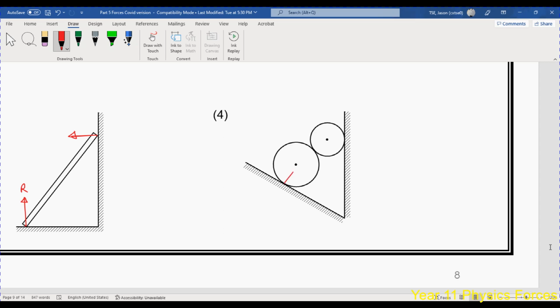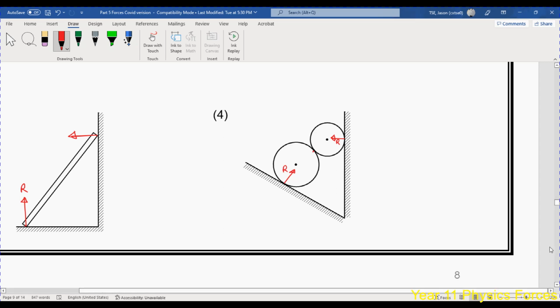I will write this normal reaction here. So that's one, and that's another one. Remember, when you are drawing normal reaction on a circular object, all the normals on the circle must be towards the center. It's a mathematical fact, especially if you are learning Methods or Specialist Maths. Remember this: all the normals will be towards the center of the circles.